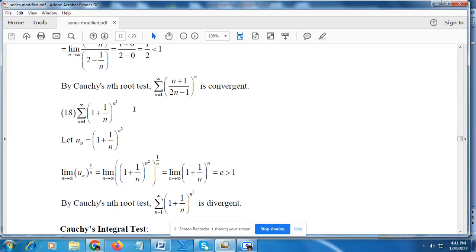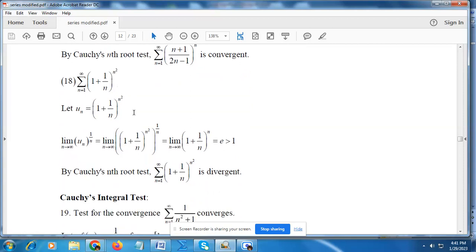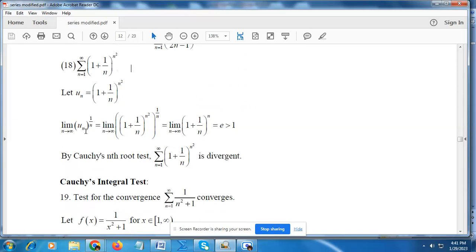Let us go for another question. Sigma (1 plus 1 by n) whole power n square. Here also the nth term is a power of n. Again, calculate limit un power 1 by n as n tends to infinity. Limit of (1 plus 1 by n) power n square, whole power 1 by n. So n square into 1 by n gives (1 plus 1 by n) whole power n.